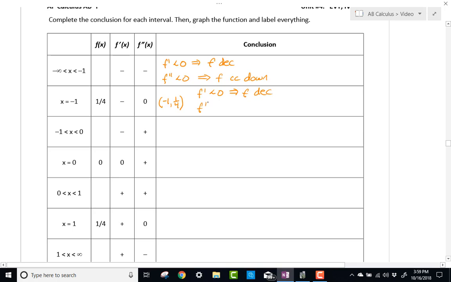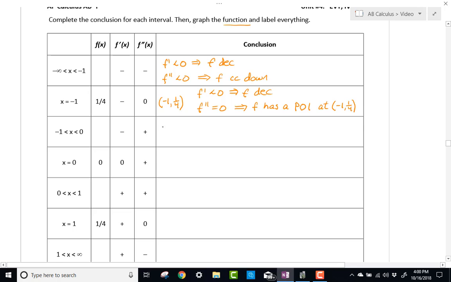So if f double prime is equal to 0, that implies that f prime has a max or a min, but I really don't care about that because my goal is to graph the function f of x. And so if f double prime is 0, that implies that f of x has a point of inflection. We're going to call it POI, a point of inflection. And that point of inflection is going to be at negative 1, 1/4. So we know that f is changing concavity at negative 1, 1/4.